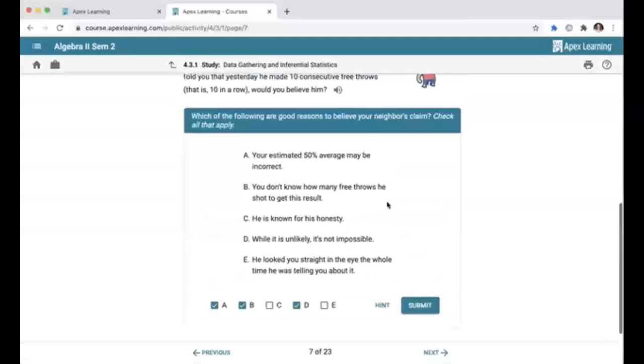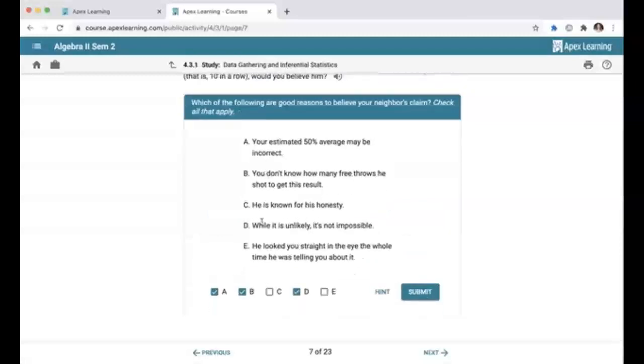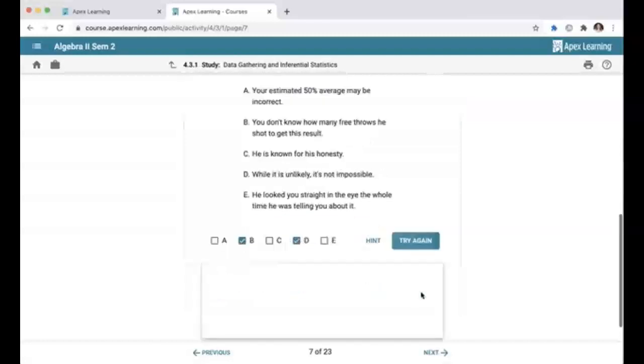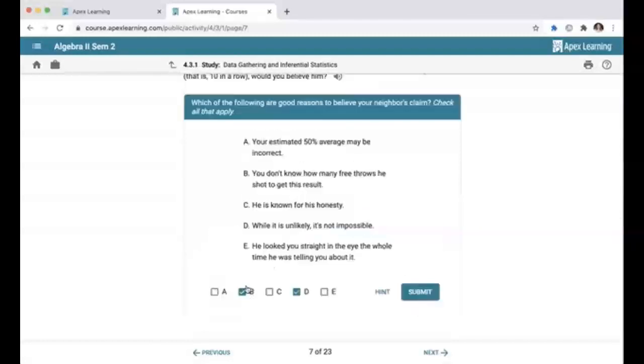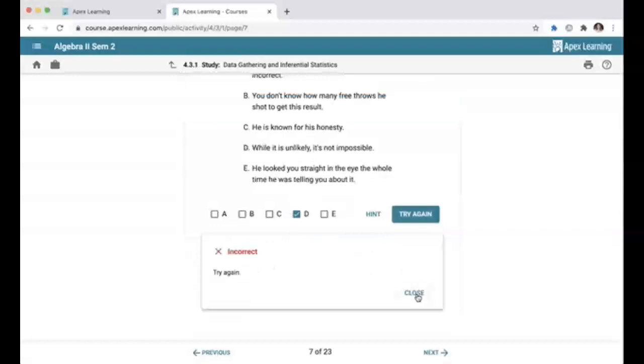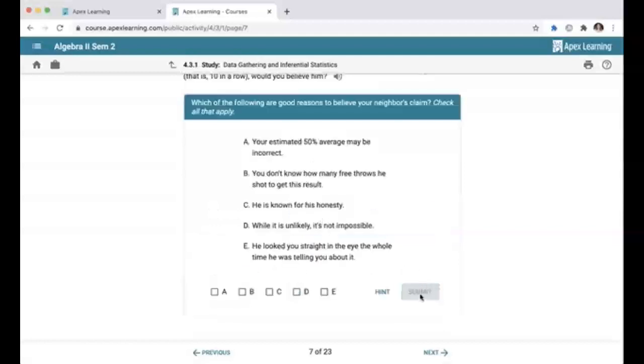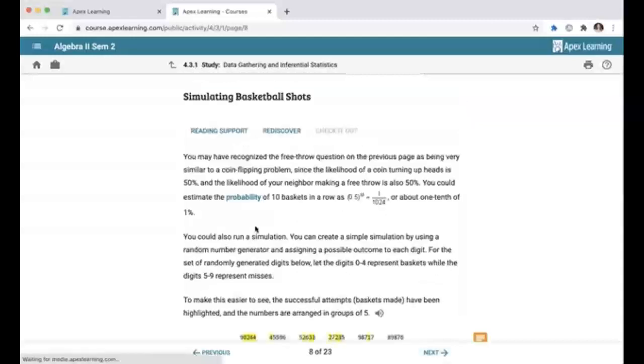Still not correct here. So then we have to look at it: well, it's unlikely, it's not impossible. So it could happen. But do you really think that your estimation was incorrect? Maybe you don't know how many free throws he got there, right? Or again, it's unlikely but not impossible. All right, so let's take a look at what the actual answers are and how we know them.